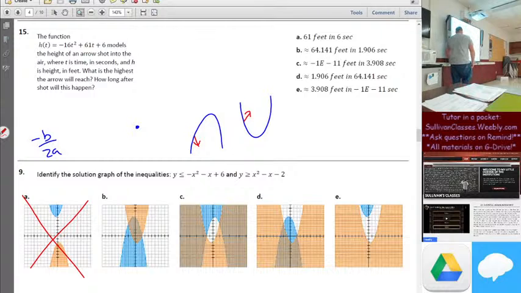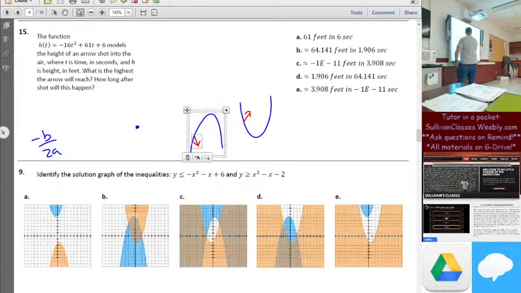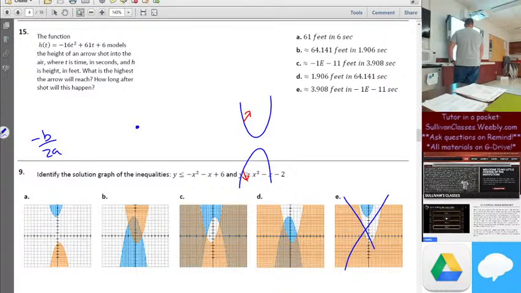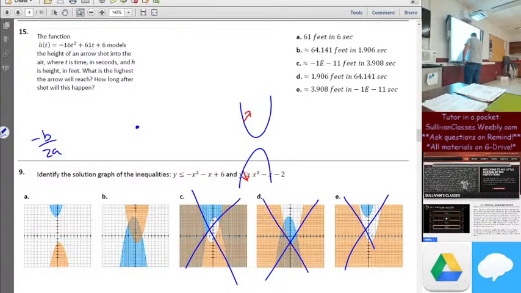Actually, I don't know that. So they could have been like this. Okay, I know this one's out because they go in opposite directions. Oh, they both shade inside the U's. So that one's out. And that one's out.